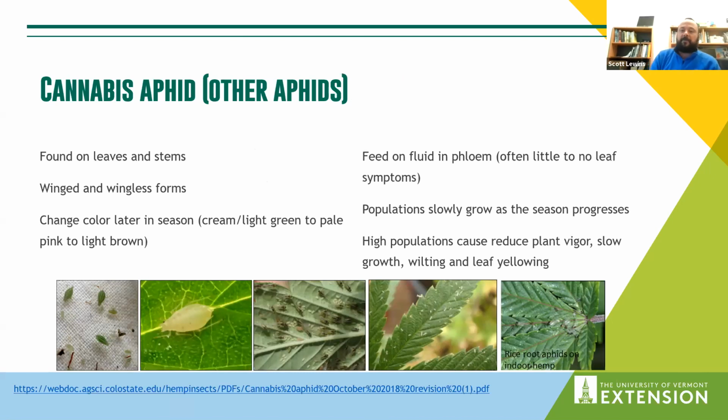At least in Vermont and also in other parts of the Northeast, cannabis aphid is one of the most common pests on hemp. You do find other aphids.